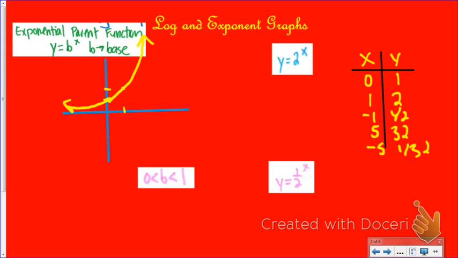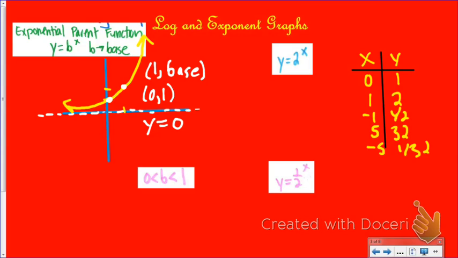Now, because your base can be different, we're going to look at the points that are going to be consistent no matter what that base is for your parent function. And the first one is 0, 1. No matter what your base is, the parent function is always going to go through the point 0, 1, because any number raised to 0 power is 1. The other point you're always going to have is 1, comma, the base, because any number raised to the first power is still itself. And then finally, if you look here, there's a little horizontal asymptote, because there are no negative values at y equals 0.